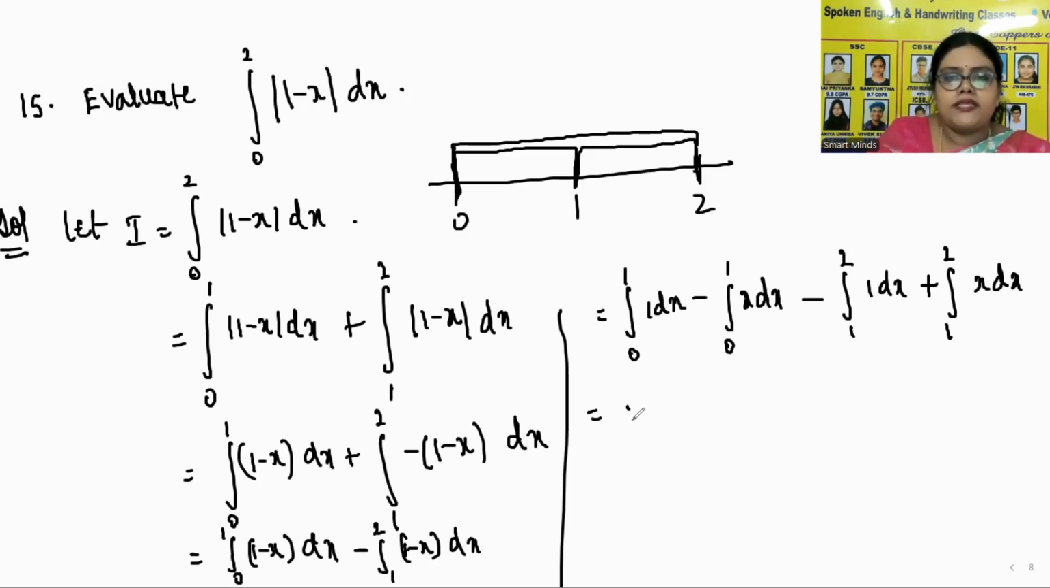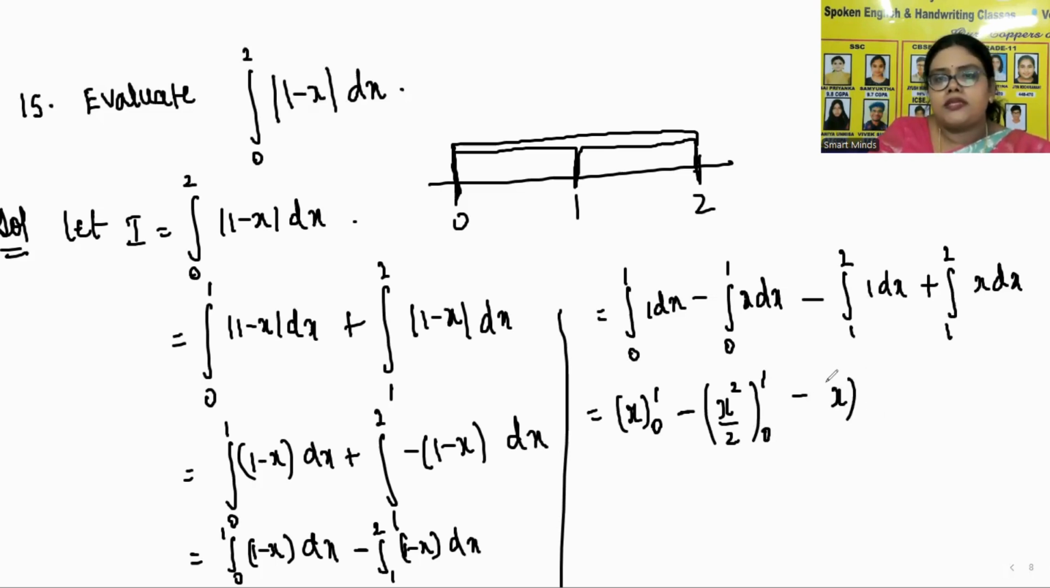Integral 1 dx is x from 0 to 1. As soon as you integrate, we need to put the limits. Minus integral x dx is x square by 2 from 0 to 1. Minus again integral 1 dx is x from 1 to 2. Plus integral x dx is x square by 2 from 1 to 2. Now let us apply the limits over here.